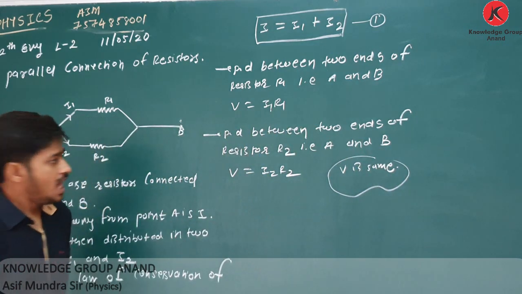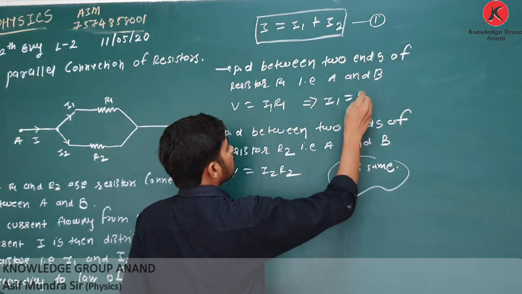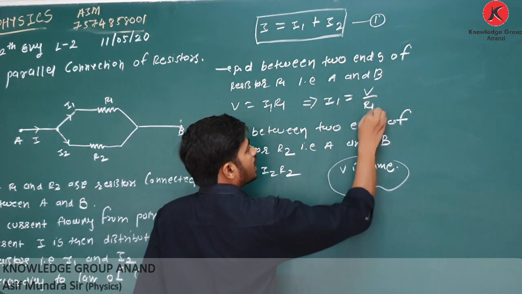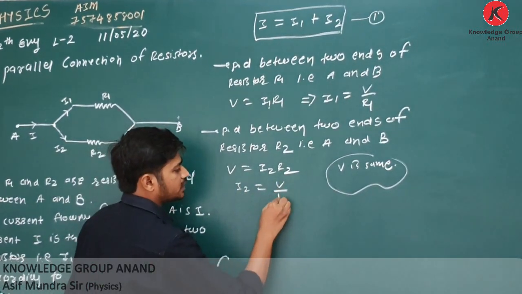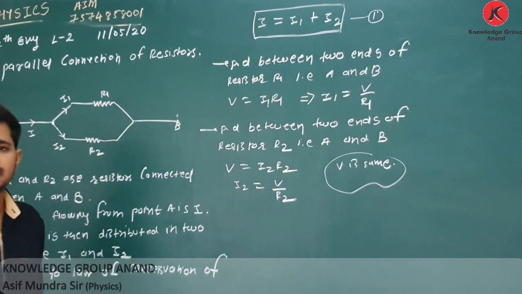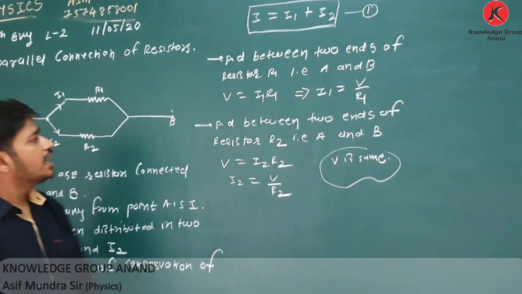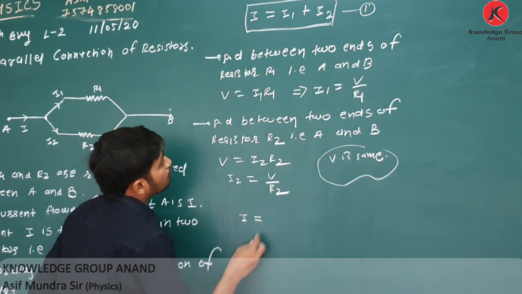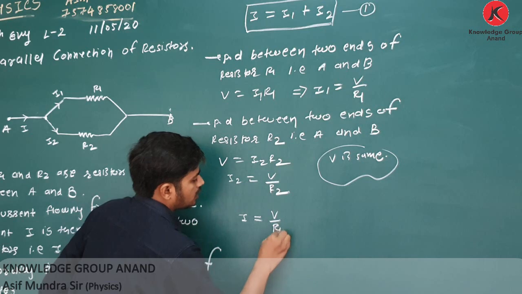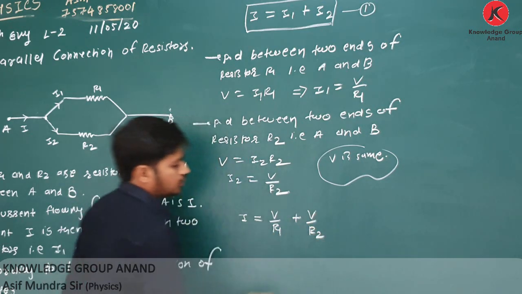Clear about this? Now from this make I1 the subject, then I1 is equal to V upon R1. From this make I2 the subject, then I2 is equal to V upon R2. Clear about this? Now put the values in equation number 1. So I is equal to I1, which is V upon R1, plus I2, which is V upon R2.